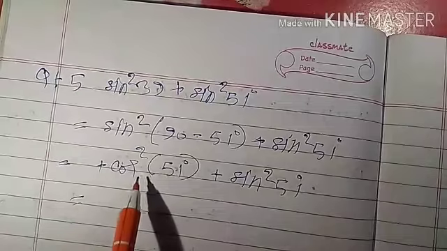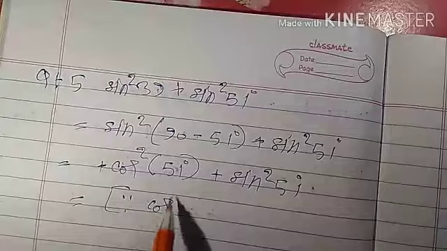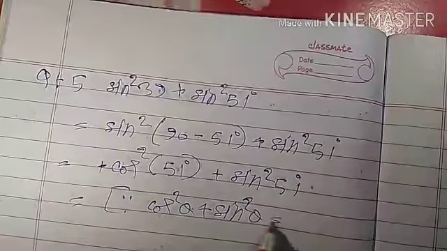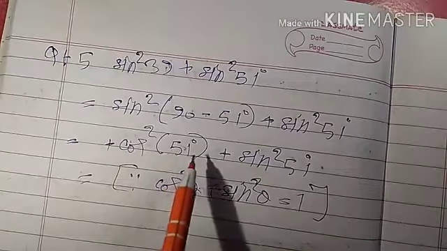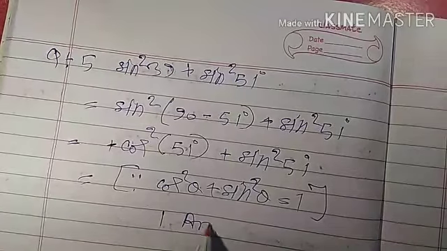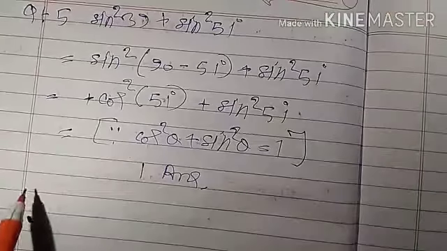So we know that cos² θ + sin² θ is equal to 1. So cos² 51° + sin² 51° is equal to 1. That is the answer. Next question, number 6.